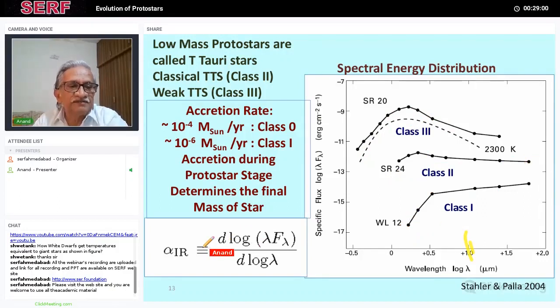Now there is an index determined for this. Alpha IR is d log lambda f lambda by d log lambda. If this alpha IR is positive, then these are class 1 stars. If the index reduces, then it's class 2, and if it is negative, then you know that it has reached class 3 and probably the zero-age main sequence. That's how I understand from these observations.